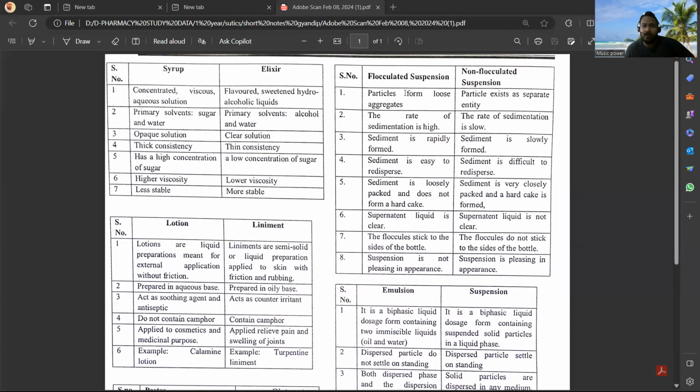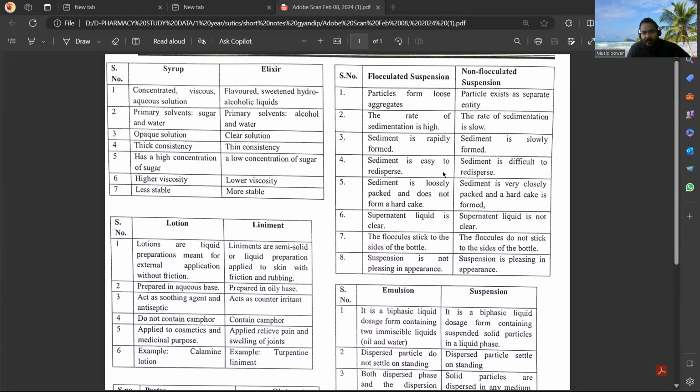Flocculated suspension contains particles in the form of loose aggregates, and non-flocculated contains particles that exist as separate entities. The rate of sedimentation is high in flocculated, and the rate of sedimentation is slow in non-flocculated. Sediment is rapidly formed in flocculated and slowly formed in non-flocculated. Sediment is easy to redisperse in flocculated, but difficult to redisperse in non-flocculated.